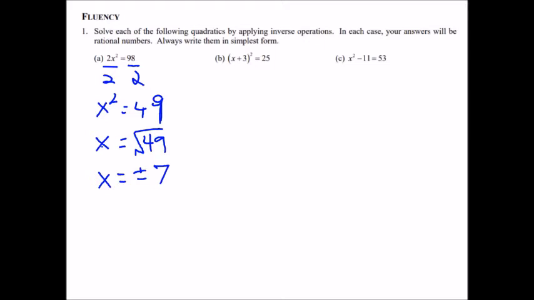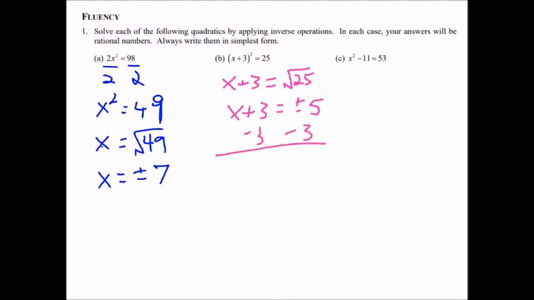All right, for letter B, because this is in parentheses, I'm going to actually take the square root first. So I'm going to do x plus 3 to get rid of the square, but then I have to take the square root of the other side. So I have x plus 3 is equal to plus or minus 5. So then I'm going to subtract 3. So I'm going to get x is equal to negative 3 plus or minus 5.